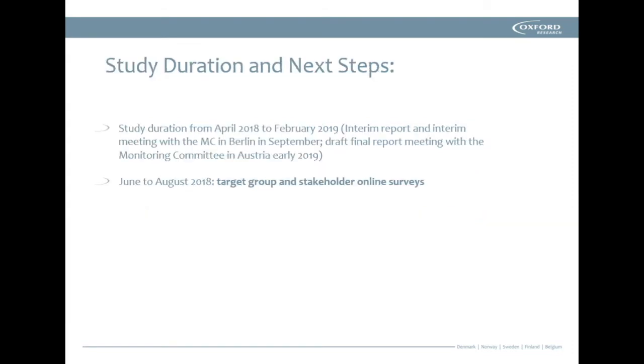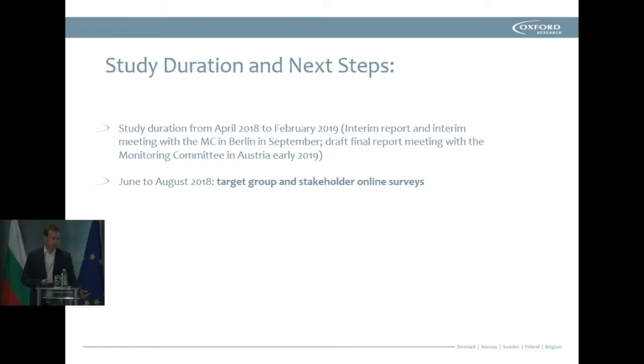So just to make you aware of the study duration and the next steps, the evaluation recently started in April this year and will continue until February next year. We've got a couple of big meetings along the way, an interim report, an interim meeting with the Monitoring Committee in Berlin in September, and then a draft final report meeting with the Monitoring Committee in Austria in early 2019.